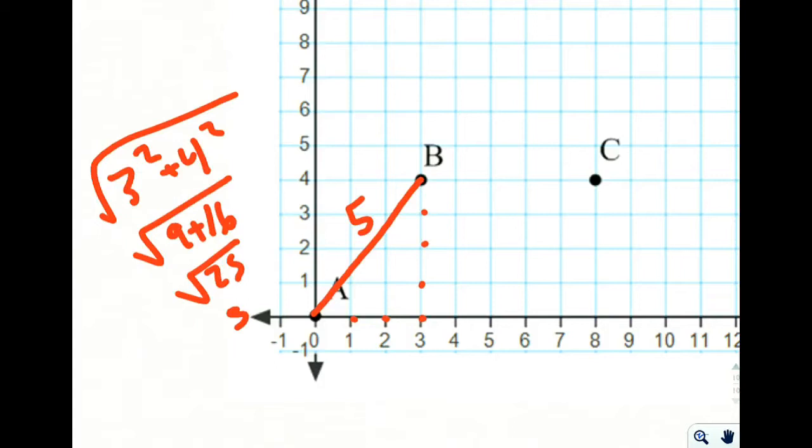By the way, get used to 3, 4, 5 triangles. They will pop up all over geometry. Whenever you see a right triangle with a side length of 3 and a side length of 4, your hypotenuse is going to be 5. We know that this length right here is also 5 because we can count boxes 1, 2, 3, 4, 5.